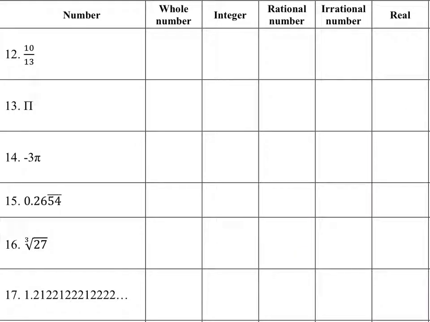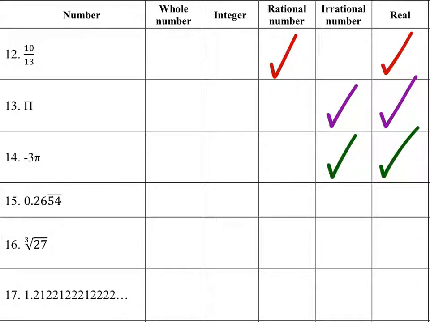Let's go through some of these. So 10/13, that is a proper fraction, which means it's a rational number, which means it also must be real. Next, that is a pi. Pi is irrational, but it is also real. So -3 pi's would still be an irrational number that is real. 0.26 with the 5, 4 repeating, that one is rational, which means it is real.